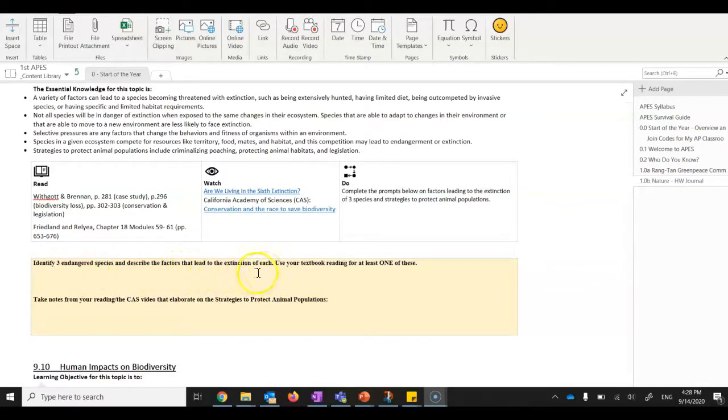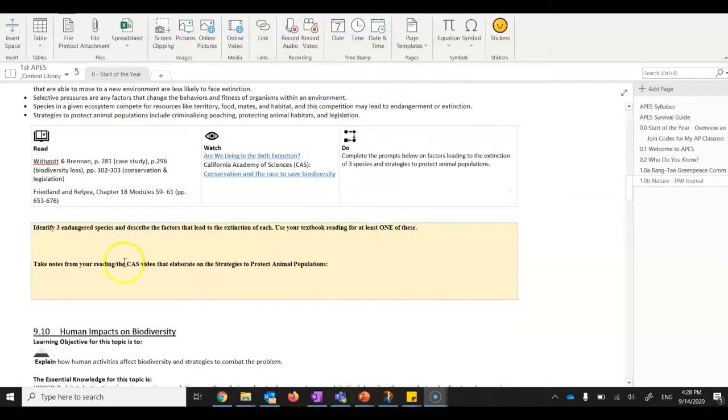describe factors that lead to their extinction, using the textbook for at least one of these, and then anything else that you found important from the reading or watching the video.